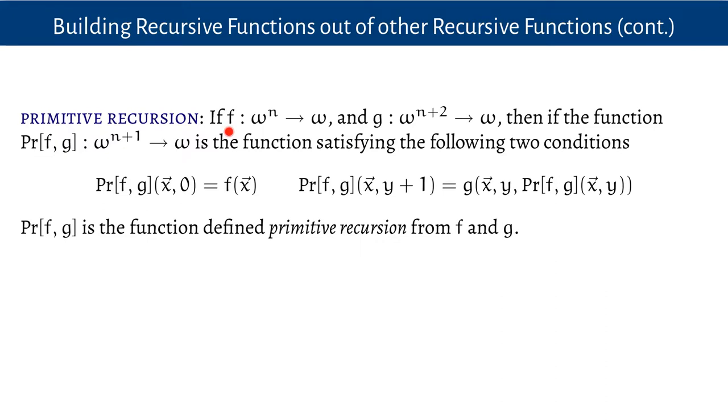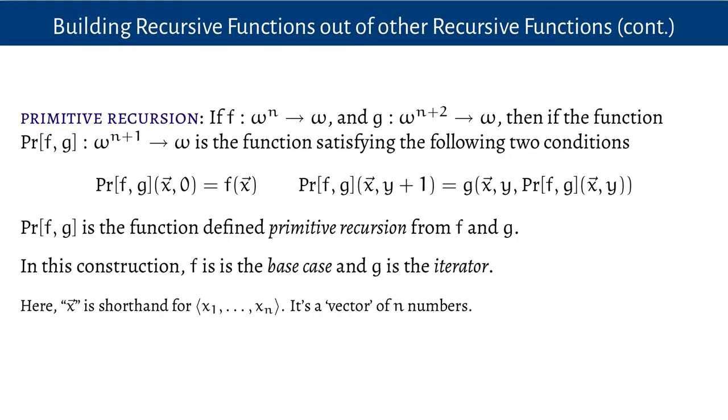Now, in general, the base case is just going to be some function which takes n inputs. And so what we're doing is we're defining a function by primitive recursion that takes n plus 1 inputs. And we're thinking of the last input of this function as the thing that we are counting down. And so f is the base case, g is the iterator. Then the primitive recursion of f and g takes the inputs, and we're just thinking of the first n inputs of our function as using this vector notation, x with an arrow over it. So I'll just explain that.